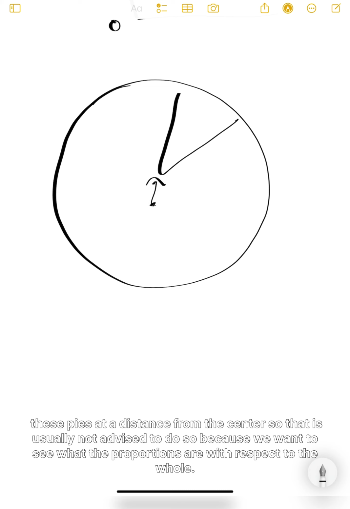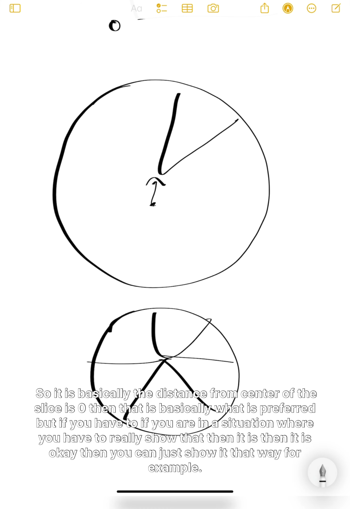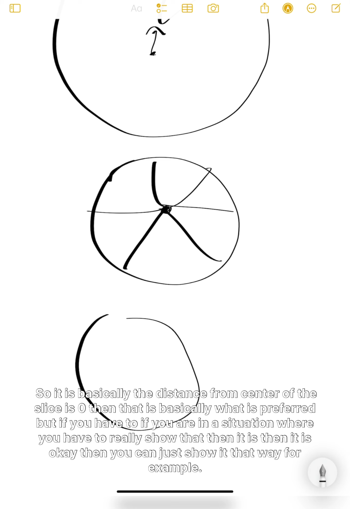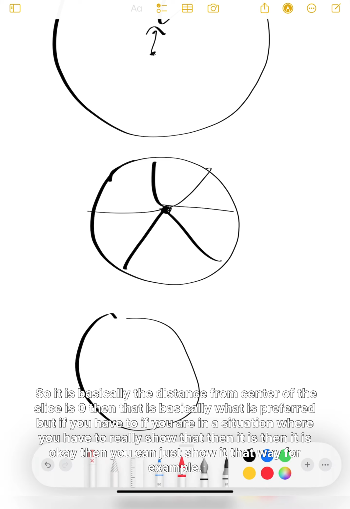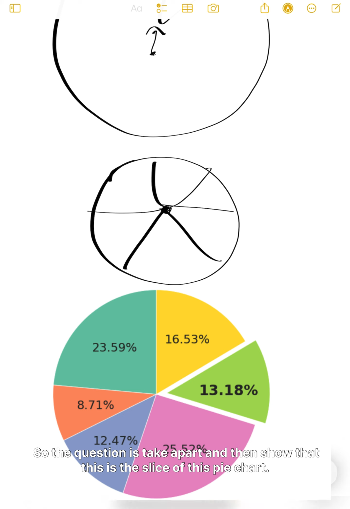So that's usually not advised, because we want to see what our proportions are with respect to the whole. So if the distance from the center of the slice is 0, then that's what is preferred. But if you are in a situation where you have to really show that, then it's okay, you can just show it that way. For example, you can just take a part and show that this is a slice of this pie chart.